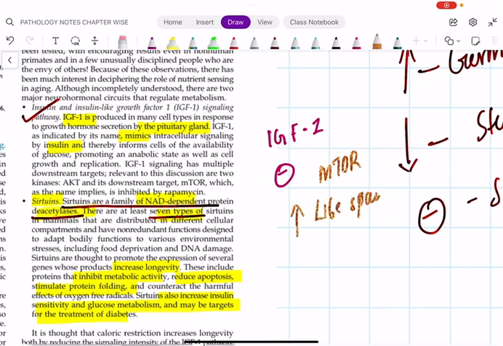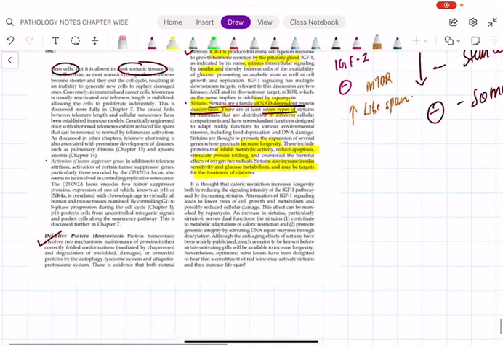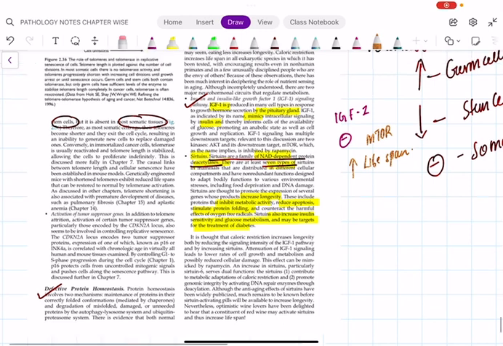Cellular aging and senescence may be a short note question for you. Just go through all these key points and write about sirtuins. What are they? They are NAD-dependent protein deacetylases. Sirtuins, insulin-like growth factor, and mammalian target of rapamycin.